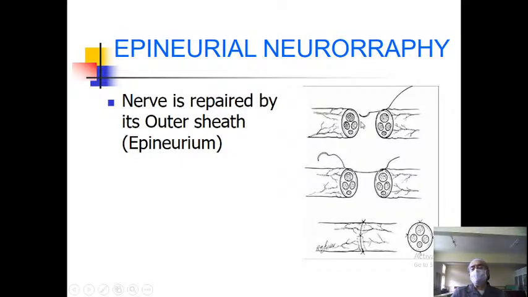And the other thing, it has to find its counterpart here and it has to grow into this. If it does that, the function is excellent. If it can find its partner and go there, fine. But if it doesn't do so, and these fibers grow into this, then all hell breaks loose. Okay, so this is the problem with epineural neurorraphy.